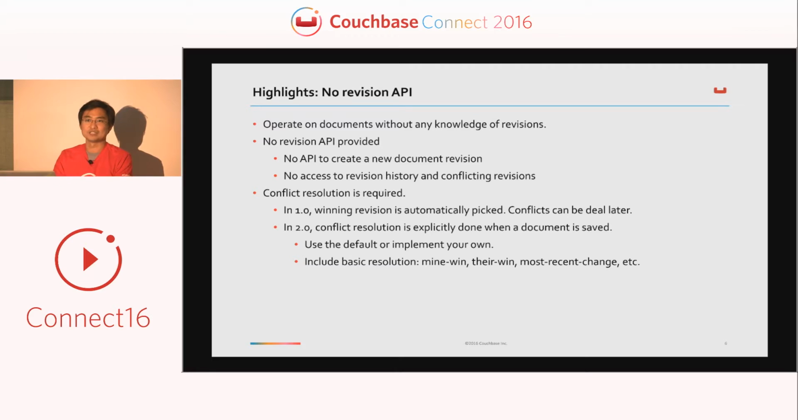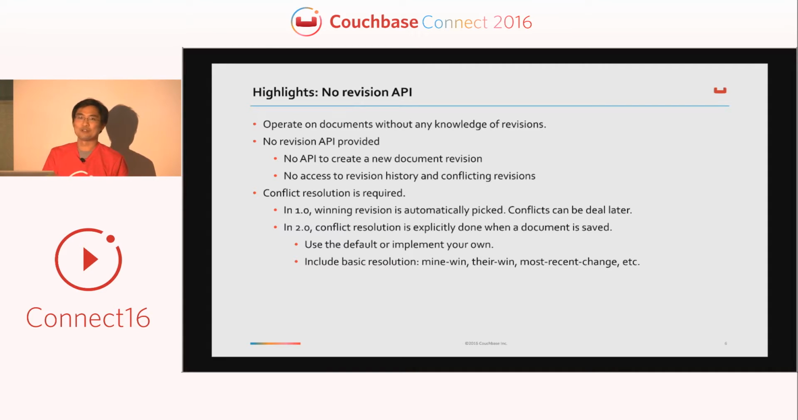The first one is that we will not have the revision-based API anymore. Most of the time, developers do not need to deal with the document revision. So in 2.0, there will be no API to create new document revisions, and there will be no API to access document history as well as conflicting revisions. And in 2.0, we require conflict resolution to be done when the document is saved.